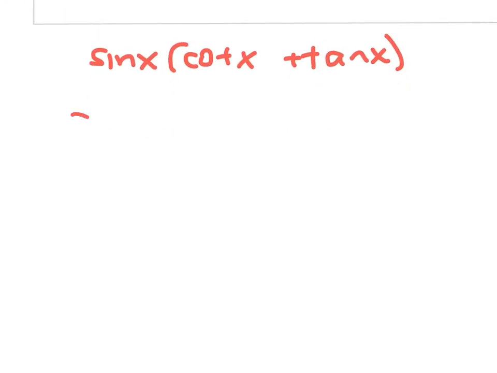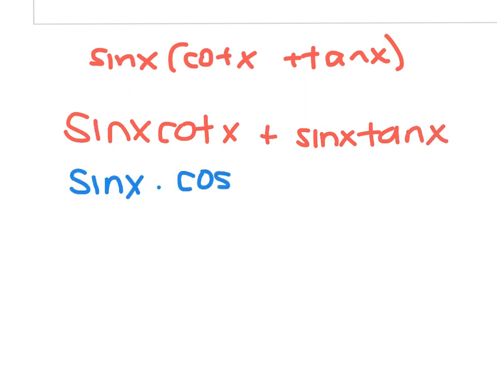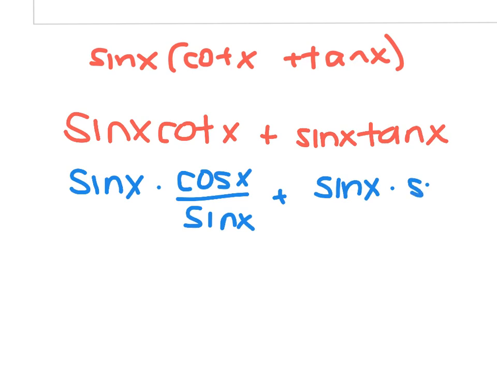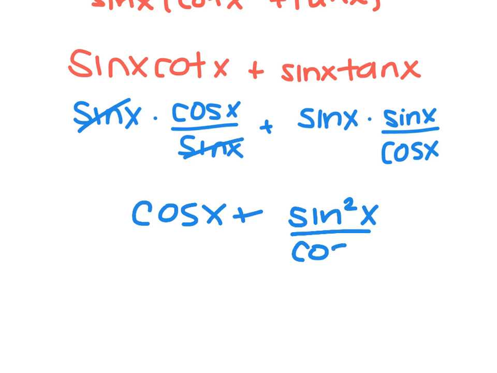You can distribute the sine, so it'd be sine of x times cotangent of x plus sine of x times tangent of x. Sine's going to stay as sine, but cotangent becomes cosine x over sine x. And then sine stays as sine. Tangent becomes sine x over cosine. So on the left, it's going to cancel, and I end up with cosine of x plus sine squared x over cosine x.